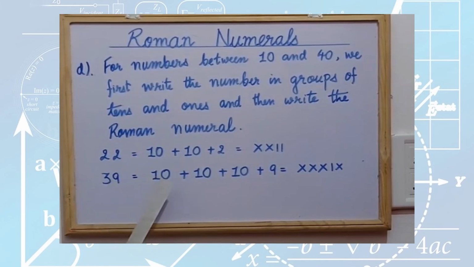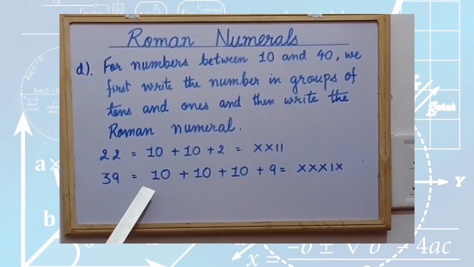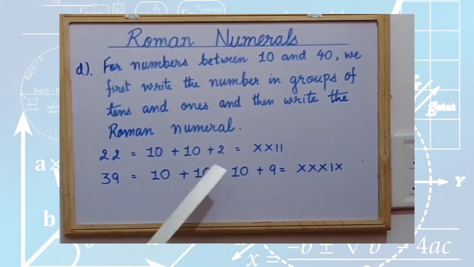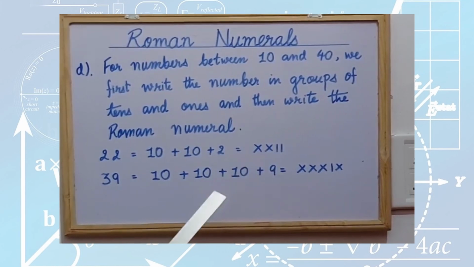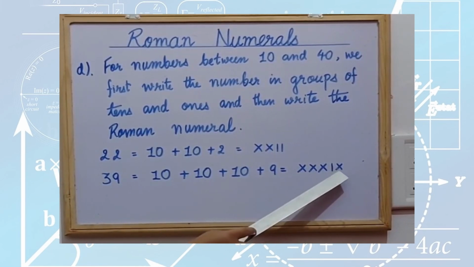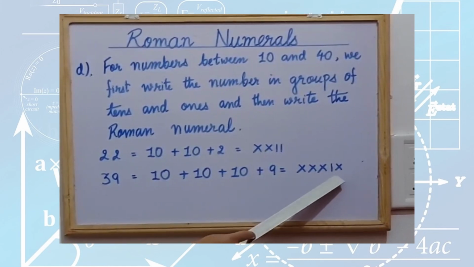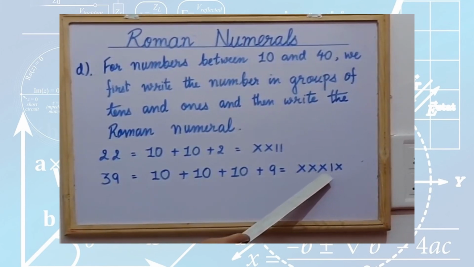Here children, we have taken the number 39. It is again between 10 to 40. So what are we going to write? We are going to divide the number into tens first. 10 plus 10 plus 10, that will make it 30, and then 9 is left, we will write 9 over here. So what will be the Roman numeral over here? X plus X plus X, and then I X. This will make it 9. So this number will be 39.